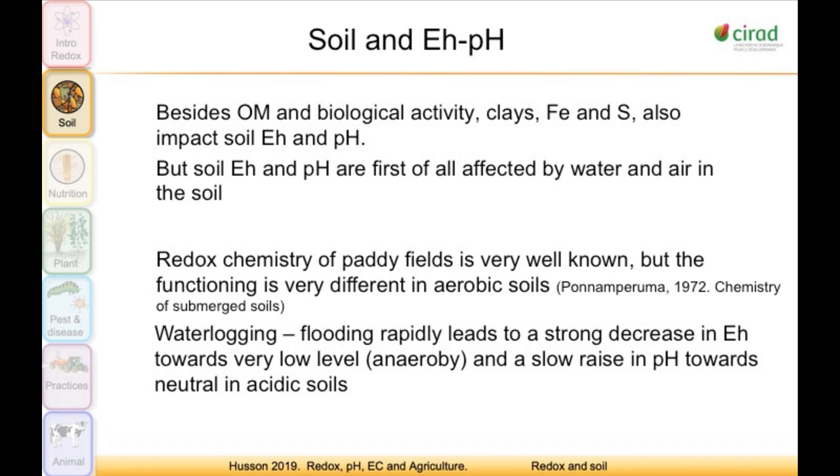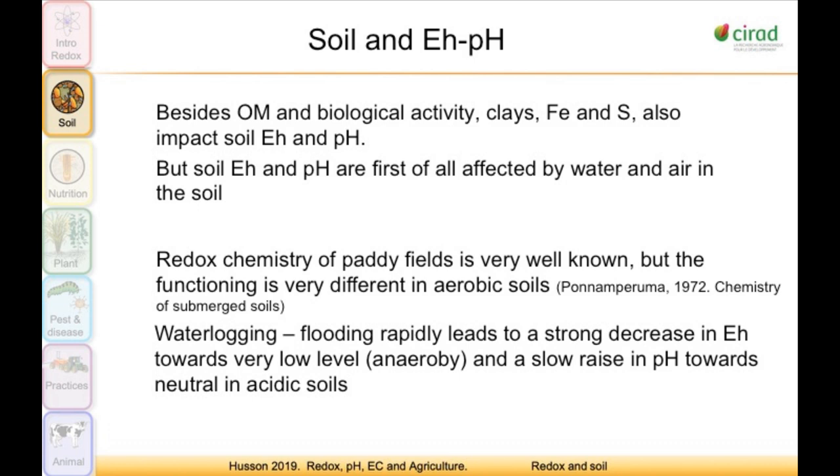Phosphorus, the impact in itself is not on EH, it's more on pH. Phosphorus is the only nutrient whose form will depend on pH only. But the solubility of phosphorus is indirectly linked to EH, because EH will solubilize aluminium, calcium, different things that will block the phosphorus. Okay, so it's a problem.